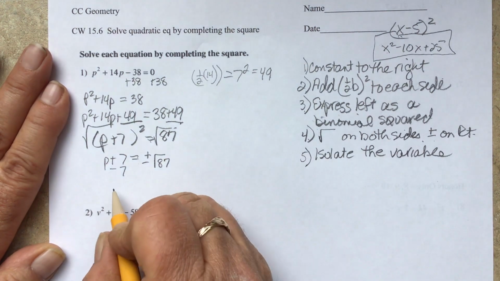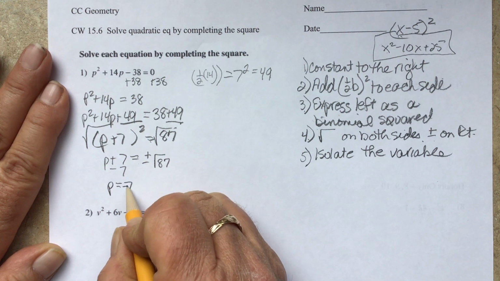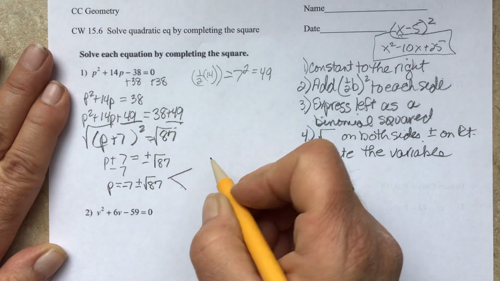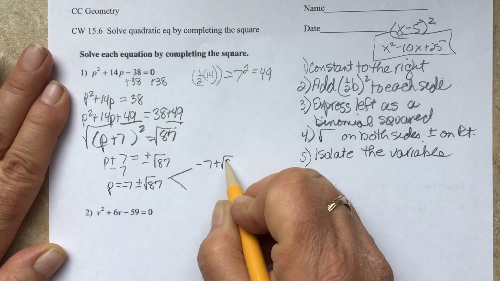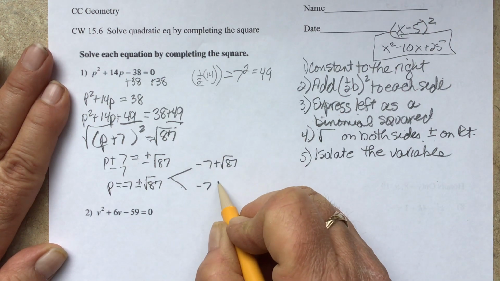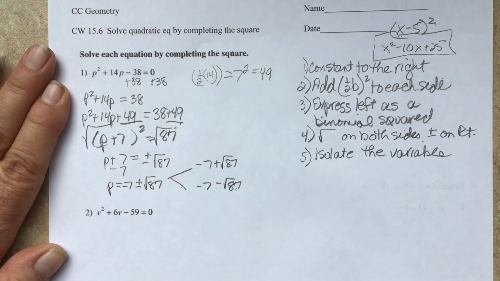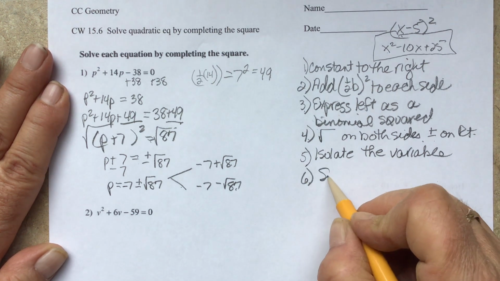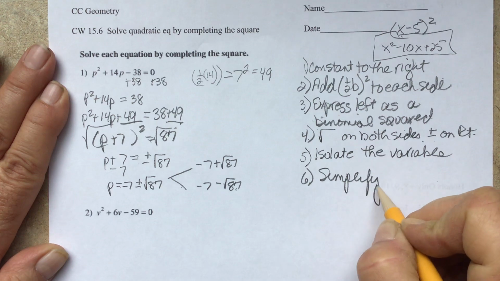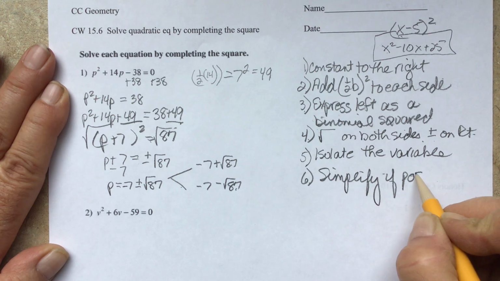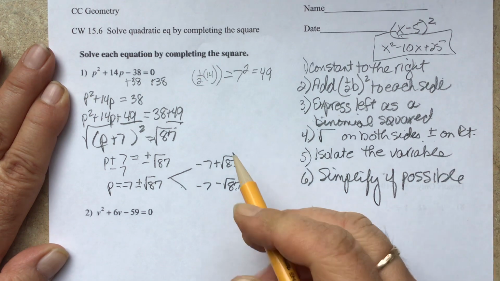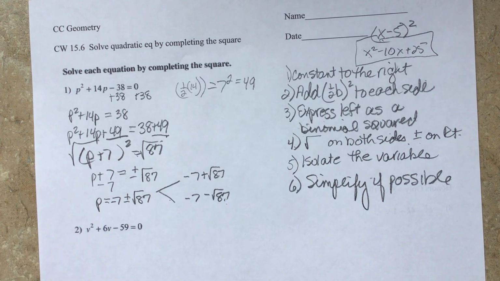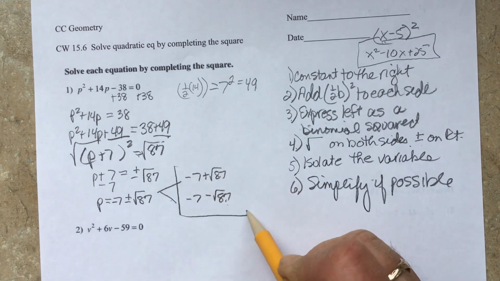All right, so p equals negative 7 plus or minus rad 87, which means we have 2 solutions. One solution is negative 7 plus rad 87, and the other solution is negative 7 minus rad 87. Okay, we have one more step if it's necessary. We want to simplify if possible. Rad 87, 87 doesn't have any perfect squares in it, so not necessary on this one. Okay, so there's your two solutions.